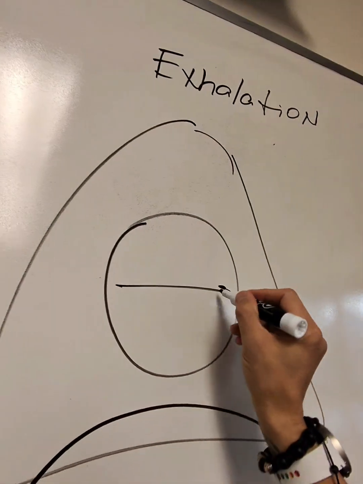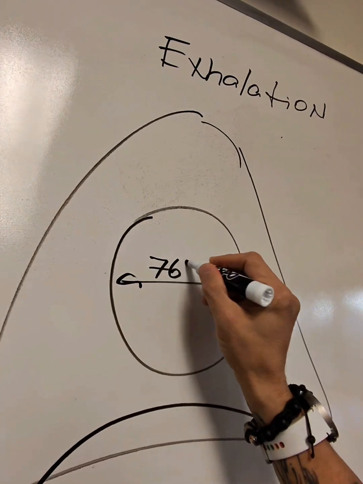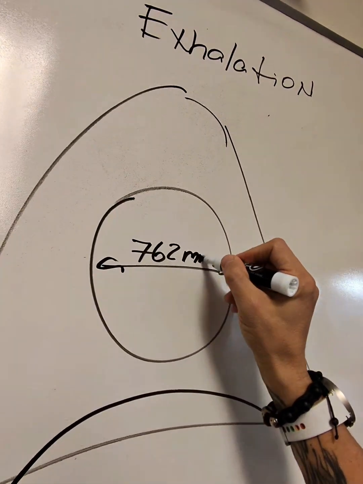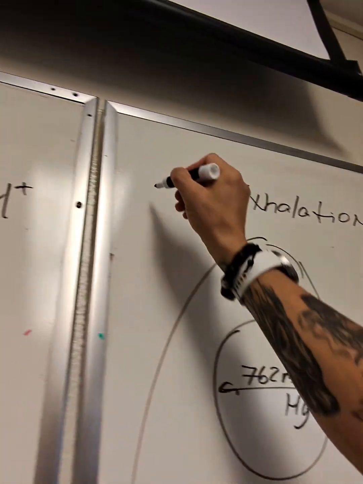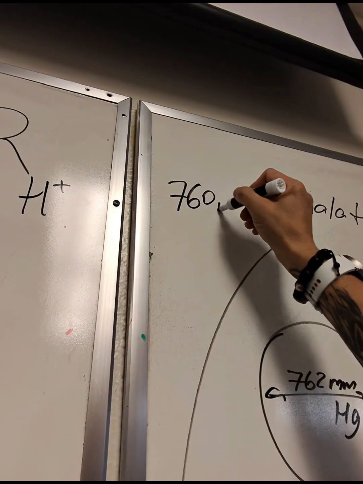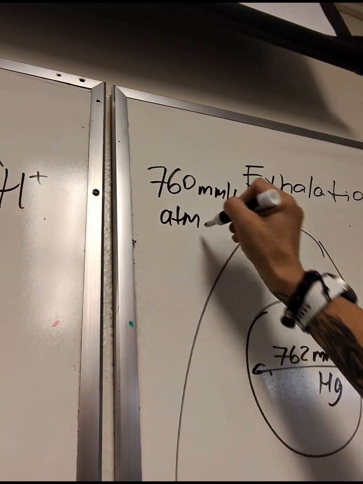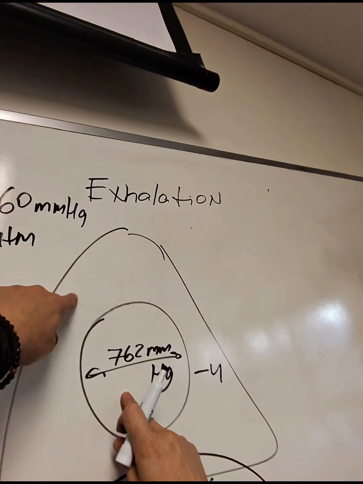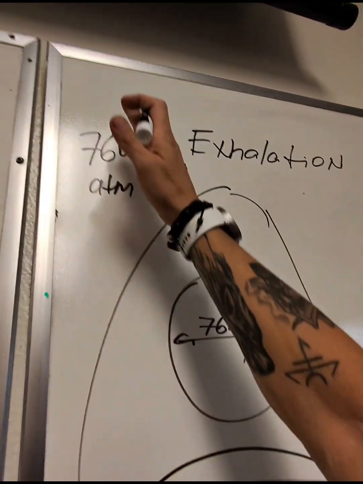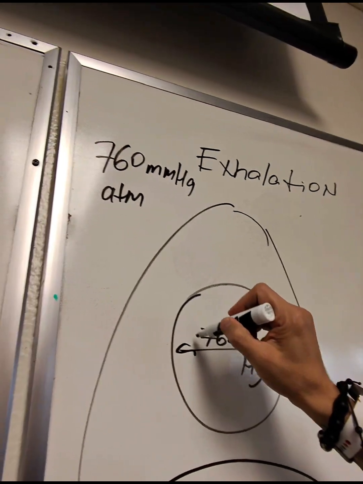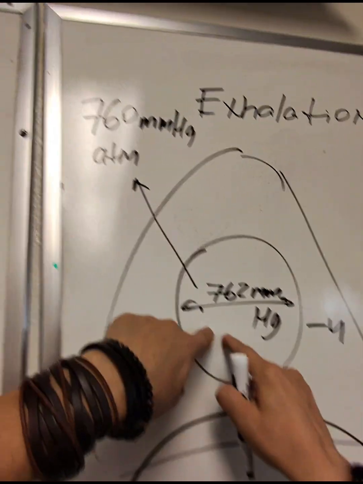So the intrapulmonary pressure, let's say, now becomes 762 millimeters of mercury, and atmospheric pressure is 760 millimeters of mercury. So that's the atmosphere, right? And it's easier for us to get rid of air. So you go down the concentration gradient from high to low.